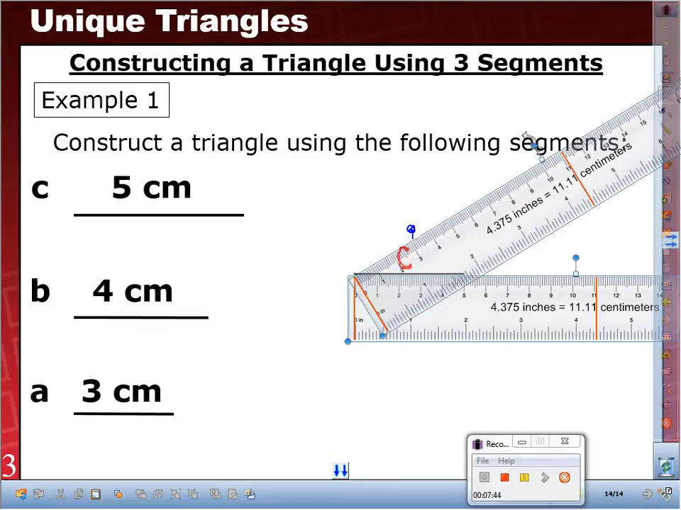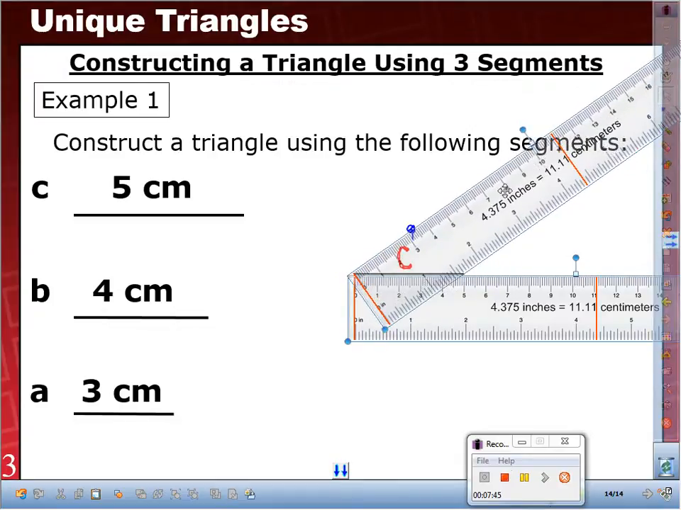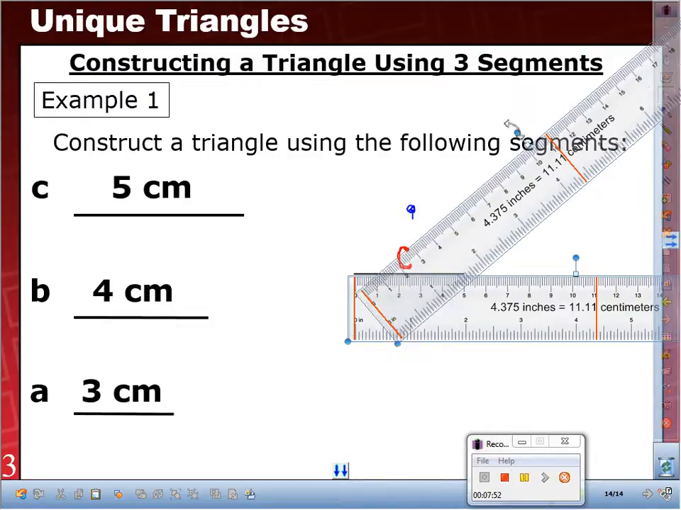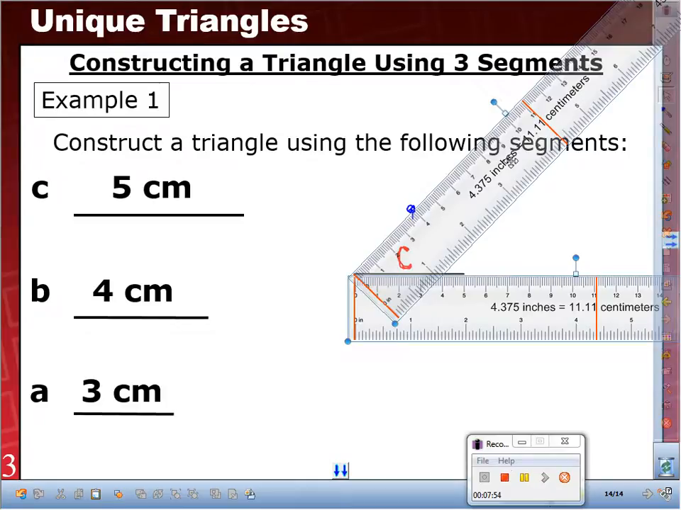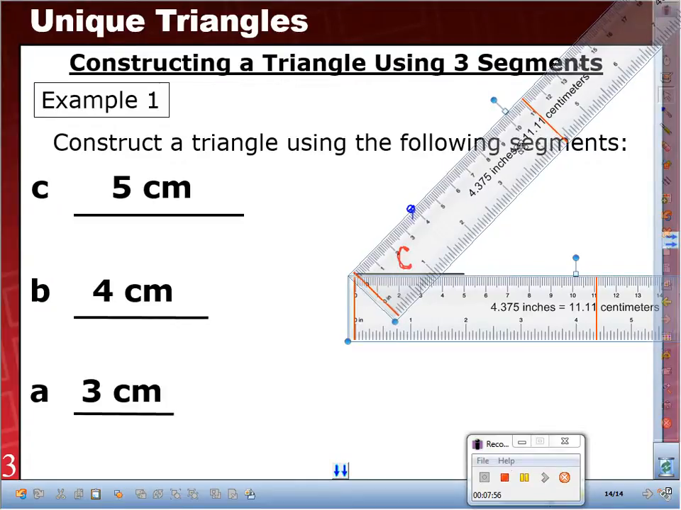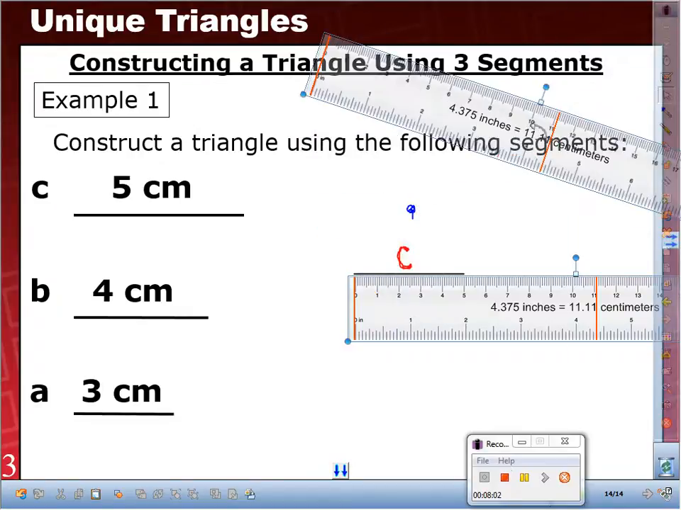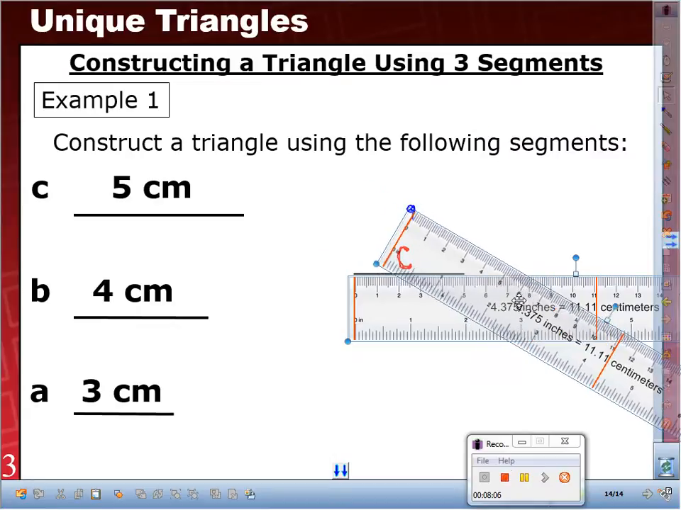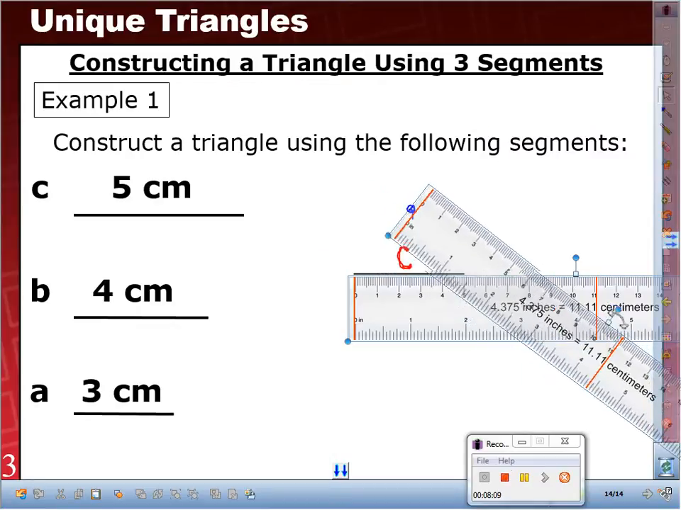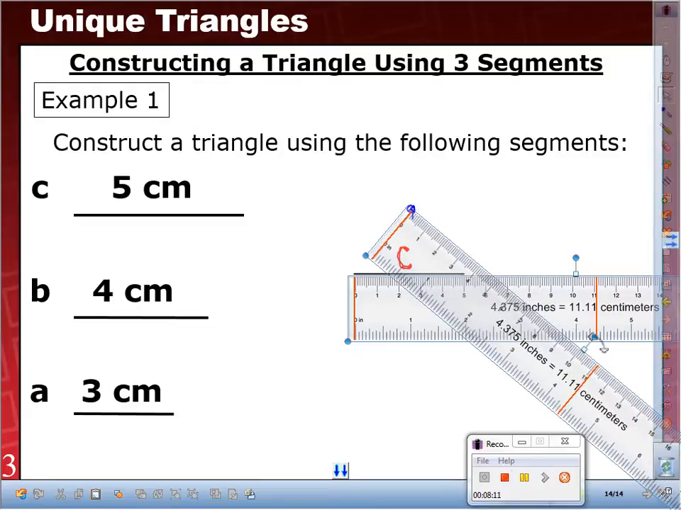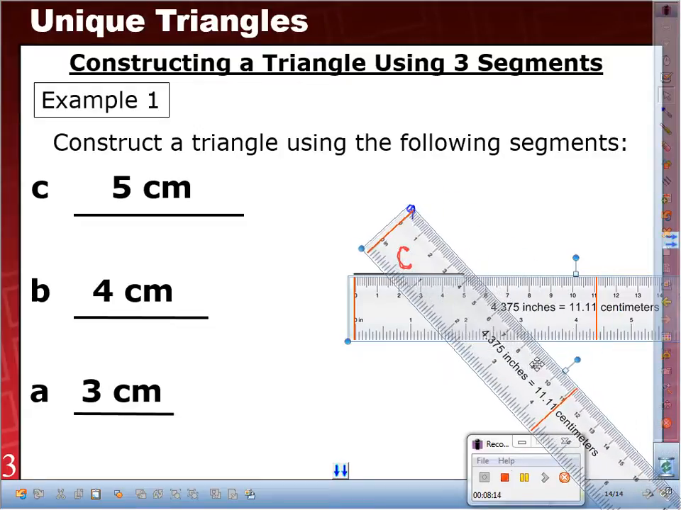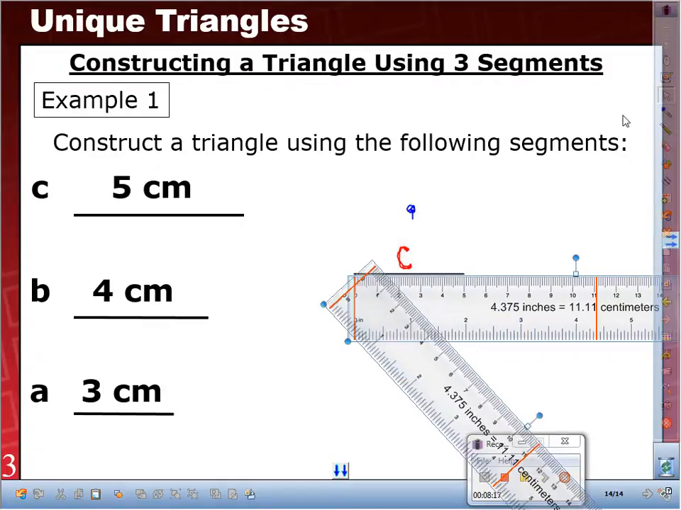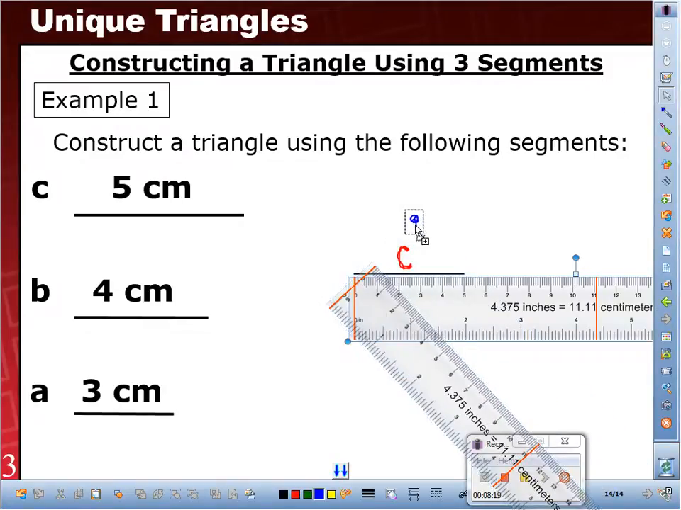Not quite. So that means I need to move my point maybe a little bit higher. That one is 4, but let's see if I can get 3 this way. Oh, I got it. Just about. That means I need to move my point. Does everybody get my point?